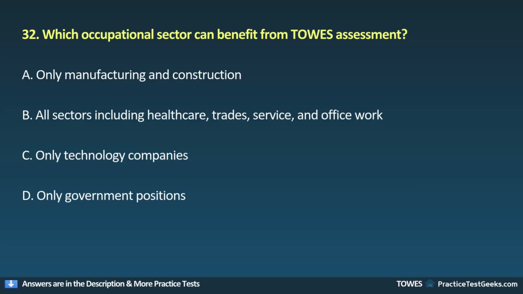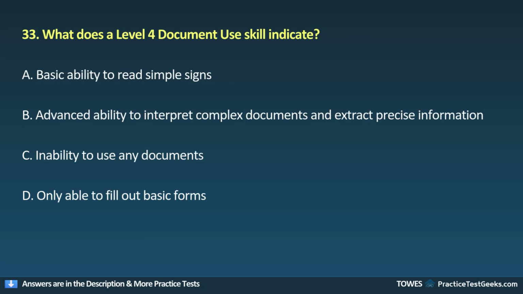32. Which occupational sector can benefit from TOWES assessment? A. Only manufacturing and construction. B. All sectors including healthcare, trades, service, and office work. C. Only technology companies. D. Only government positions.